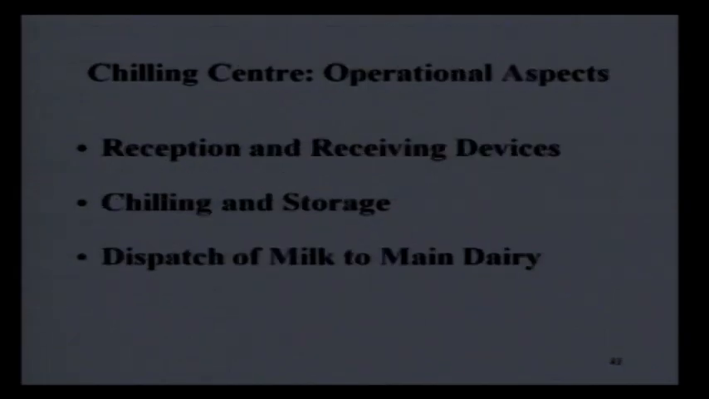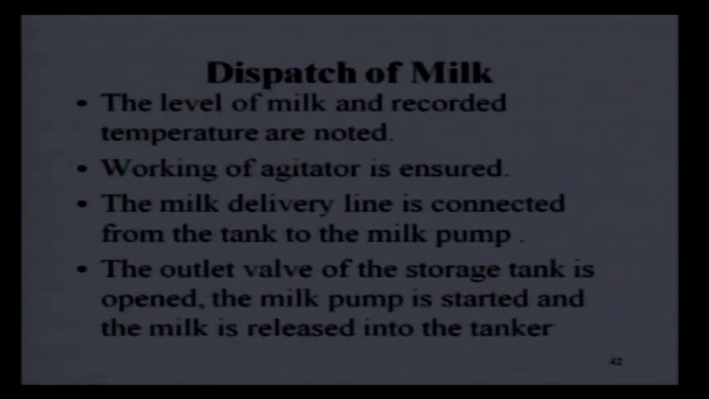Now, what are the chilling center operational aspects? First is reception and receiving devices, chilling and storage, and dispatch of milk to the main dairy. Now, for dispatch of milk, the level of milk and recorded temperature are noted, and working of the agitator is ensured. The milk delivery line is connected from the tank to the milk pump, the outlet of the storage tank is opened, the milk pump is started, and the milk is released into the tanker.